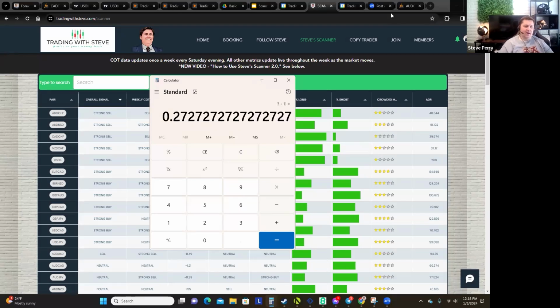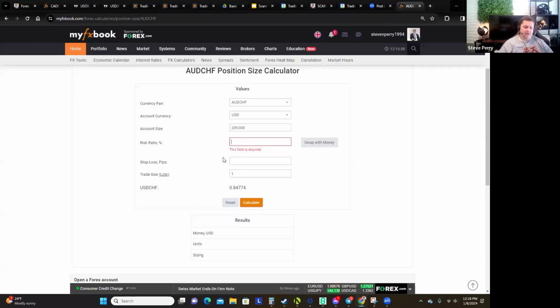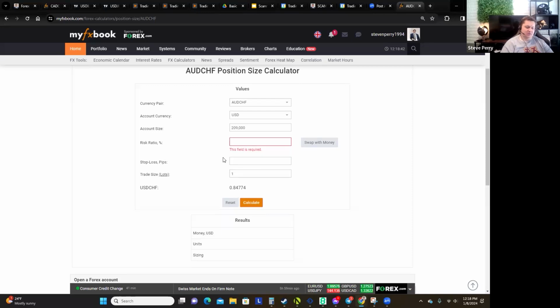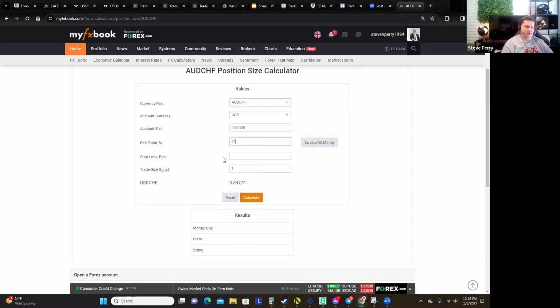So now I can go back to my lot size calculator and put in 0.27. Now, by the way, with this one, it's kind of weird. If you just put in 0.27, it actually doesn't put in the decimal, so you have to put in 0.27 to get that decimal to show up. Now my risk ratio is airtight, exactly the way we want it to the percentage, guys. This is all professional stuff, exactly the way we want it to be.